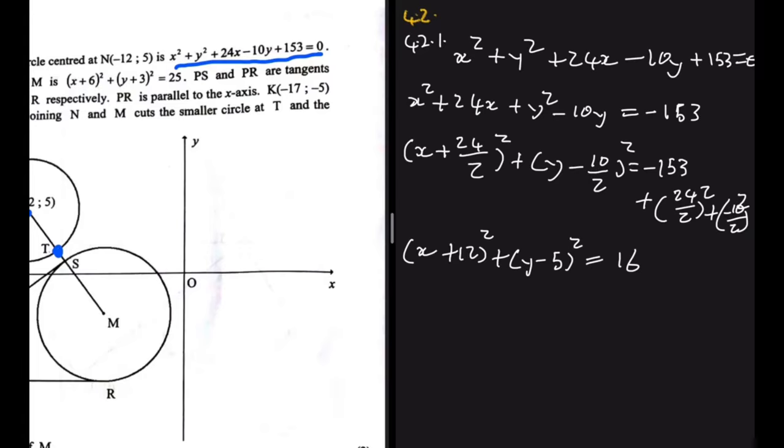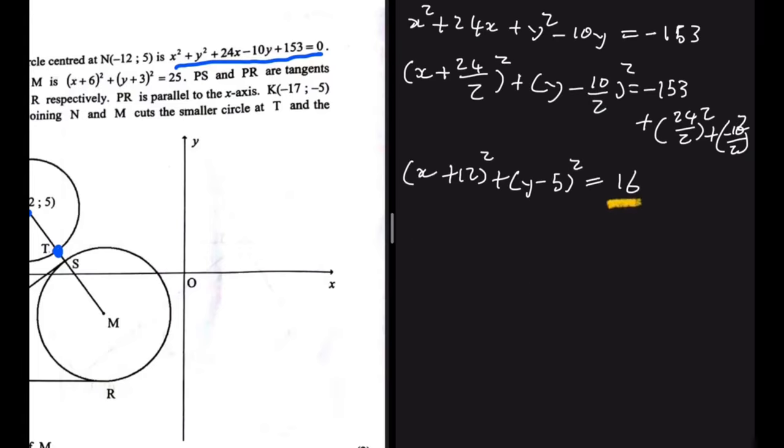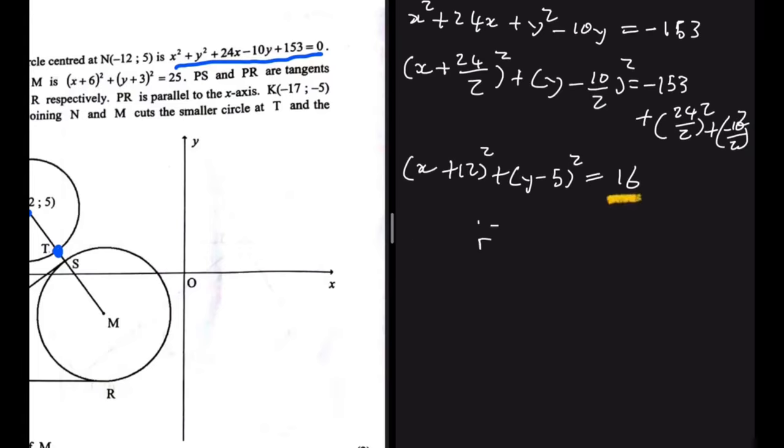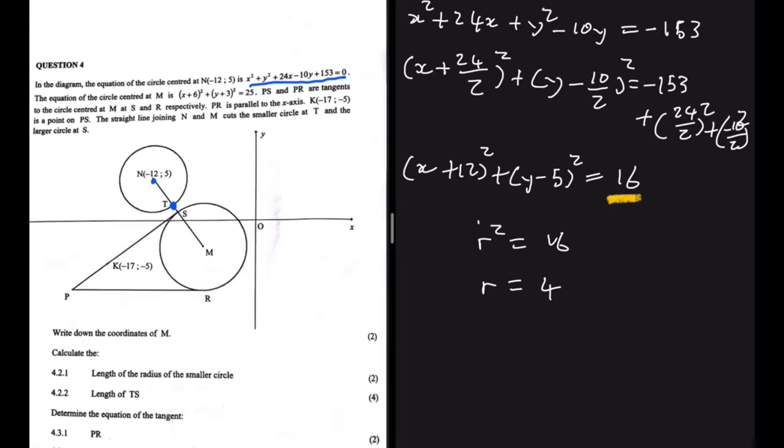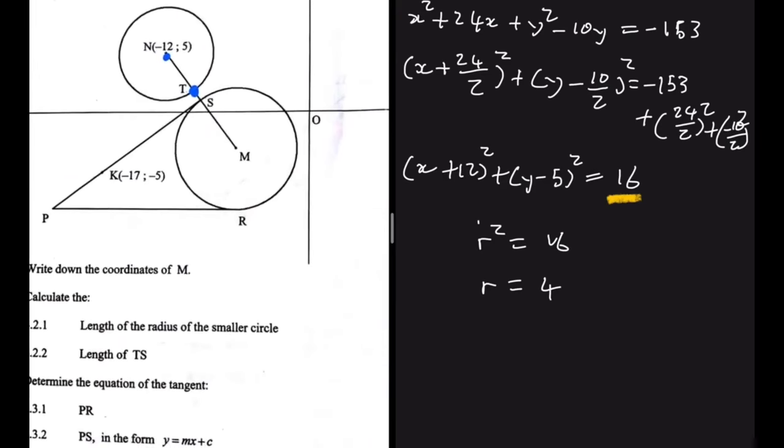So this 16 should be r squared. So we can say that r squared is equal to 16. So r is equal to 4. Right, that's relatively easy to see. Let's move to the following question, 4.2.2. We're looking for the length of TS. So 4.2.2, we're looking for the length of TS.